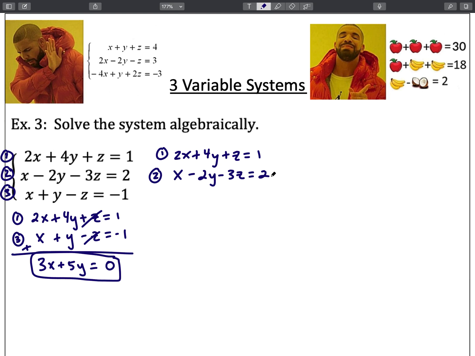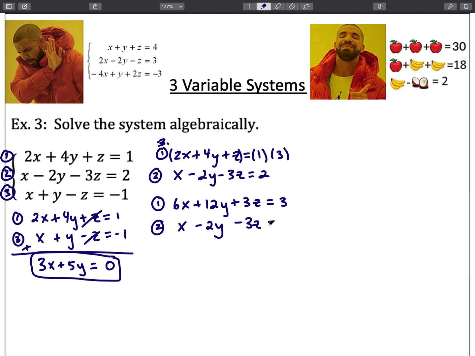But what I could do is take equation number 1 and multiply everything by 3. So let's multiply this side by 3 and the other side by 3. Then equation number 1 turns into 6x plus 12y plus 3z is equal to 3. Equation number 2 we're going to leave alone because we have negative 3z there, and that will cancel nicely with this positive 3z. So we leave it as is, and let's do elimination.